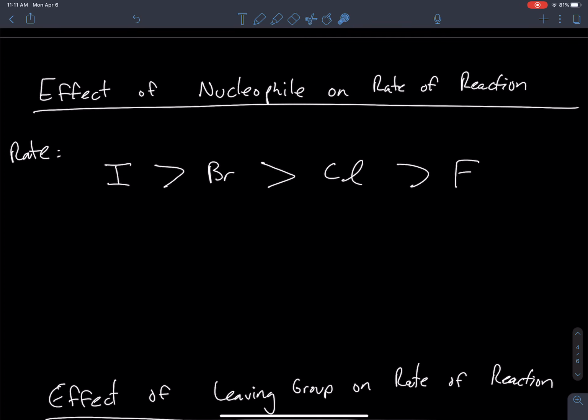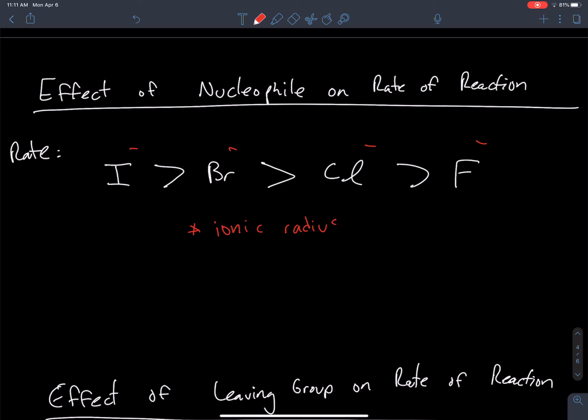Last thing I wanted to talk about is the effect of the nucleophile on the rate of the reaction. When we react, if I was to react some molecules with iodide, bromide, chloride, and fluoride, I'd find that the rate of the reaction would be fastest when I react with an iodide nucleophile, then a bromide nucleophile, then a chloride nucleophile, and then a fluoride nucleophile. And I bet you guys can start to figure things out just by that list. And it's definitely based on ionic radius.